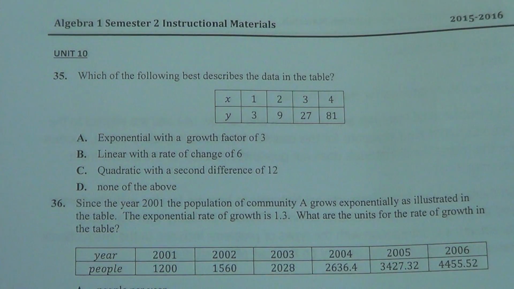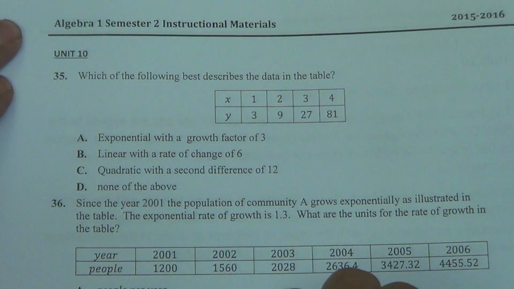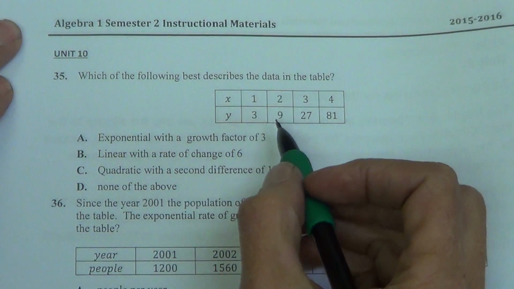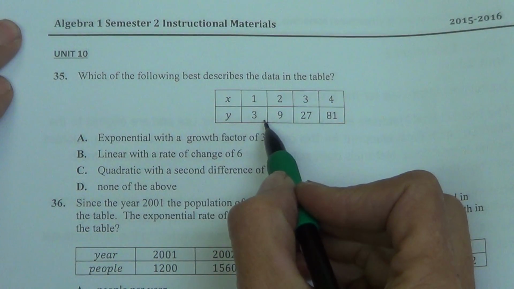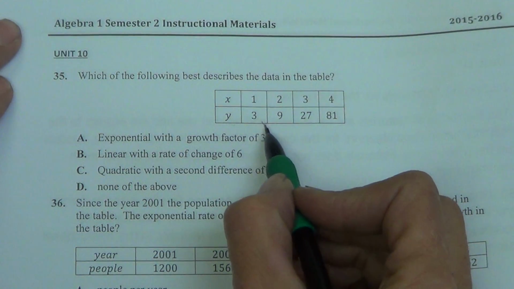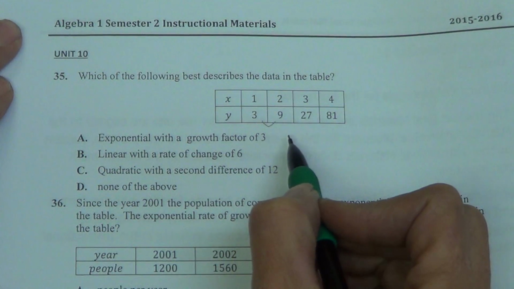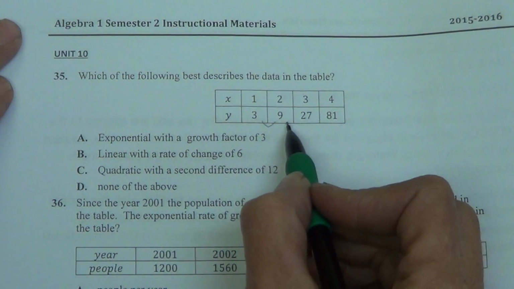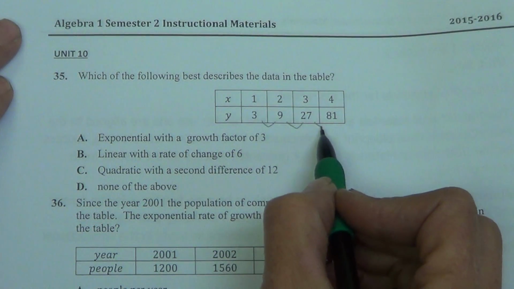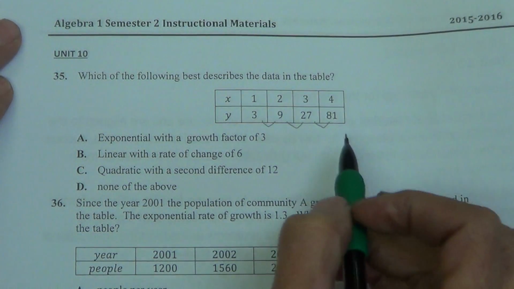So number 35, very first one on Unit 10. Which of the following best describes the data in the table? Well, we should always look at the y value and look at it like a sequence and see how we can get from one to the next. Now we have looked at a lot of series. We've looked at linear, quadratic, and exponential. So right here you should be immediately thinking, are we multiplying? Are we adding? Are we going to go to a second level?